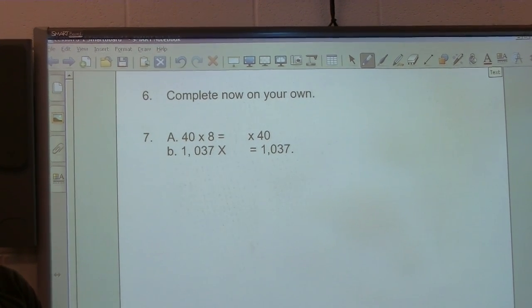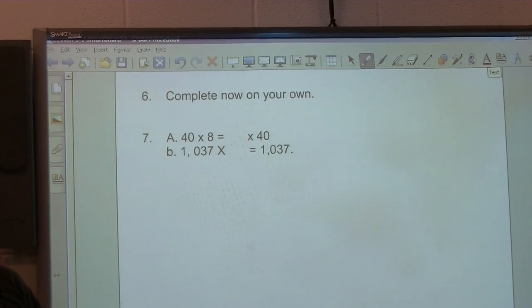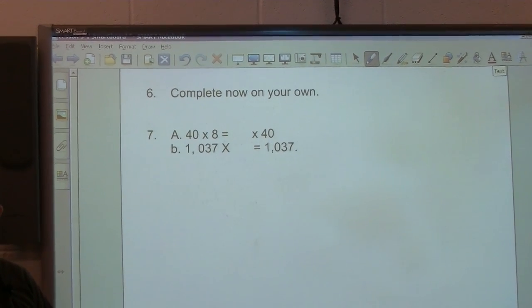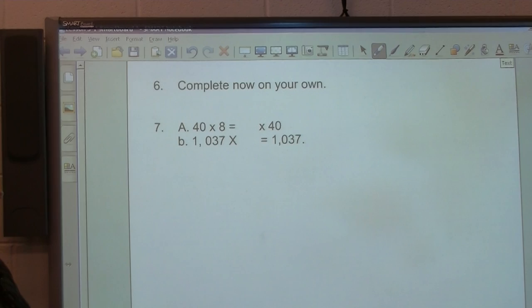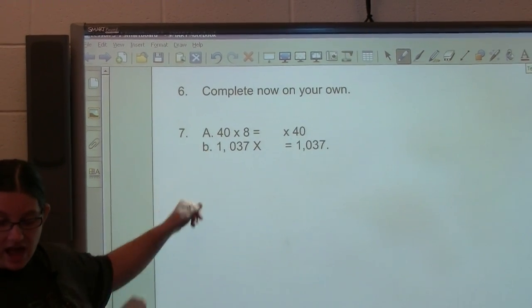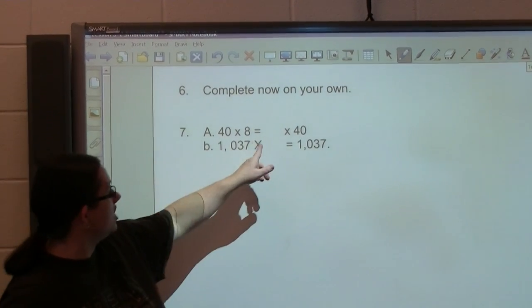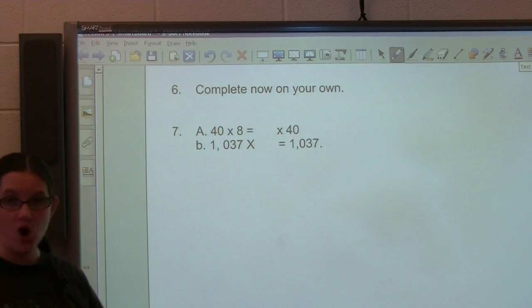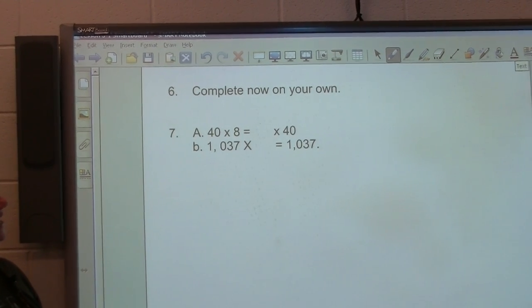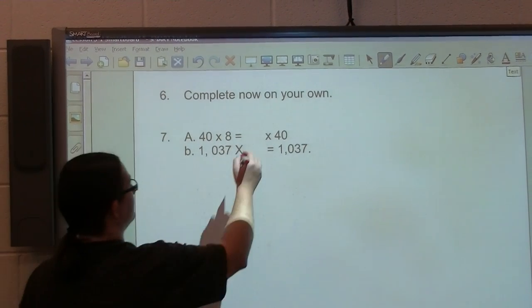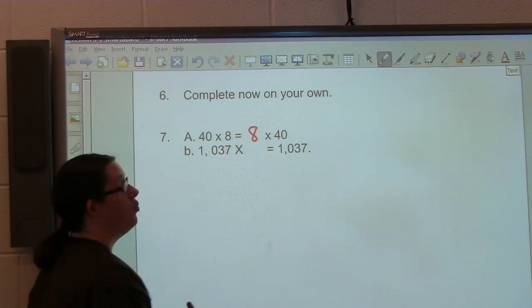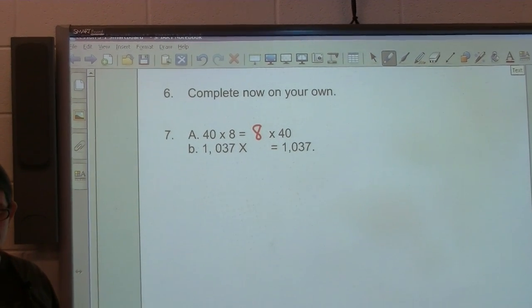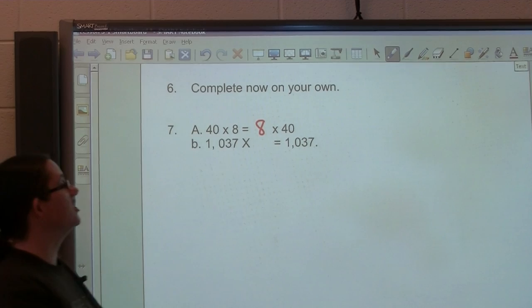It says, in the following equations, what number should you replace each box with? And then it says, which property of multiplication is used? So in A here, we have 40 times 8 equals something times 40. What is going to fill in that empty space? 8. Good job. Okay, and then what property is that representing? Good, commutative.